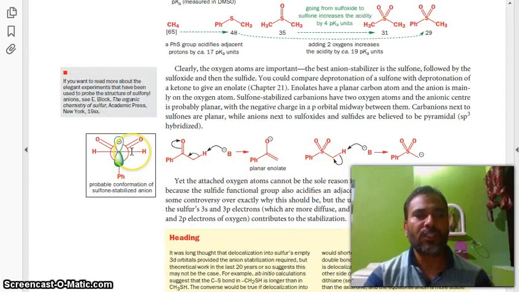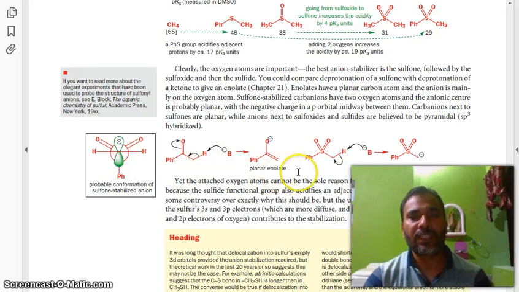Now sulfone structures, probable conformation of the sulfone stabilized anion. You see this carbon, sulfur contains two SO bonds, and this carbon has the negative charge. So any base will trap this proton, forming a planar enolate. Now in the same way, here carbon double bond oxygen, here sulfur double bond oxygen, approaching this and forming this anion.